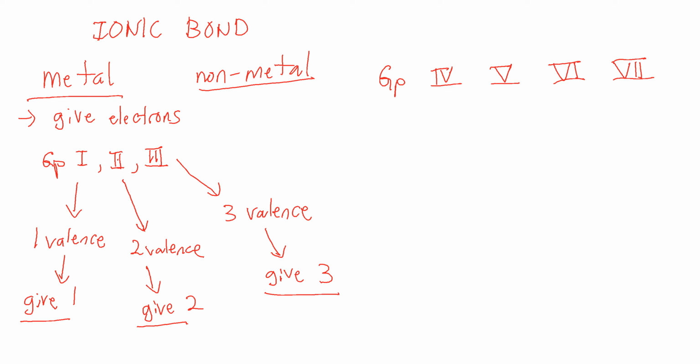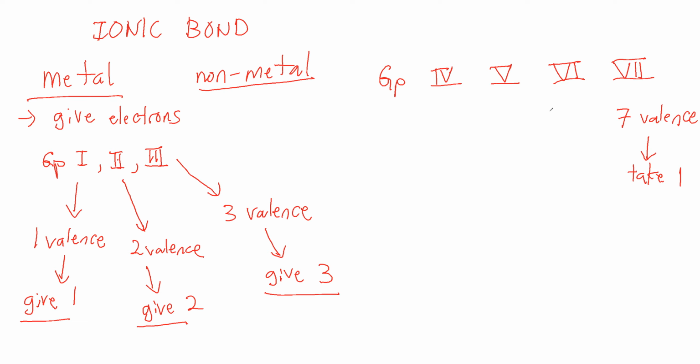Let's start by looking at group number 7. Group number 7 has 7 valence electrons. Group 7 elements, the halogens, have 7 valence electrons. So the way to become stable, the way to achieve noble octet configuration, is to take one more electron. Okay? Take one more electron to become 8.